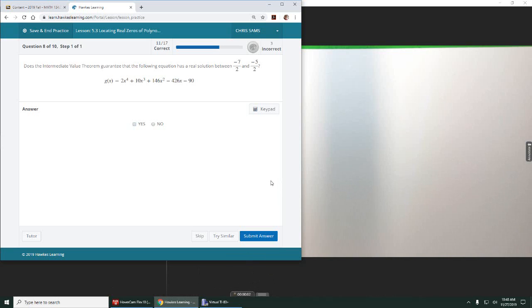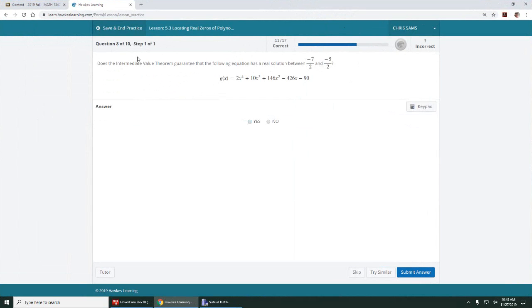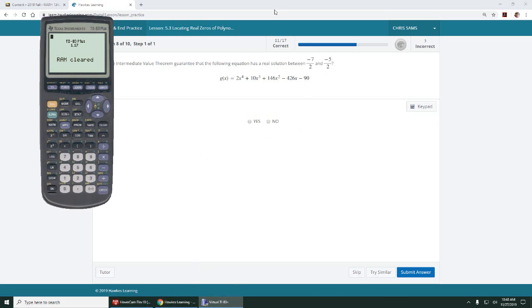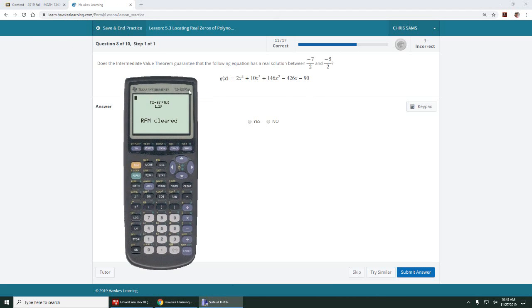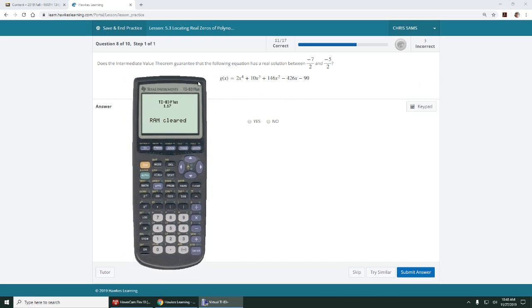All right, question number 8. We're going over the intermediate value theorem, and we want to know, does the intermediate value theorem guarantee the following equation has a real solution between -7/2 and -5/2? So all we need to do, and I'm going to do this with technology, you can do it by hand just by plugging in these numbers for x and getting your value. You could also do it with synthetic division.